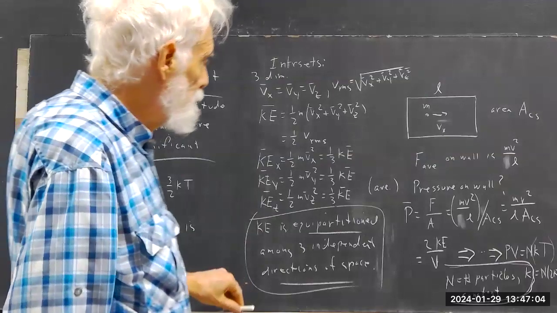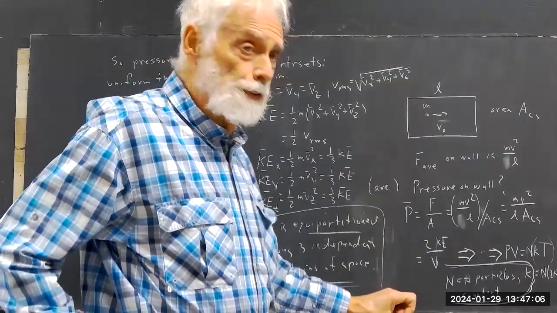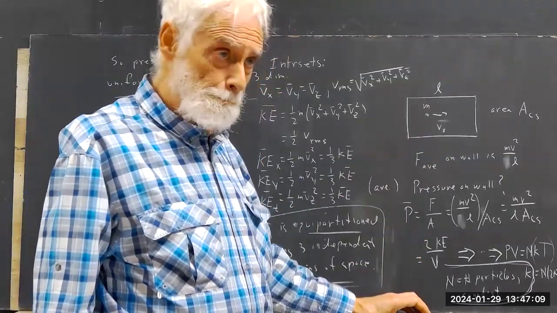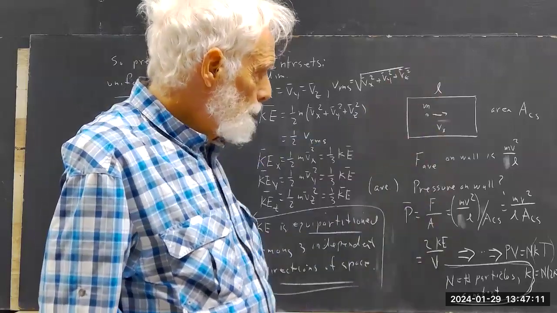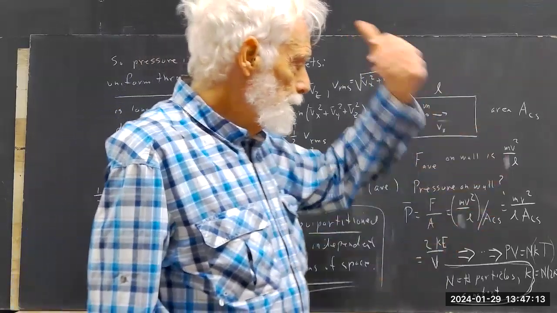What that does then is increase the velocity. Now let me back up a second. You know that PV equals NkT.